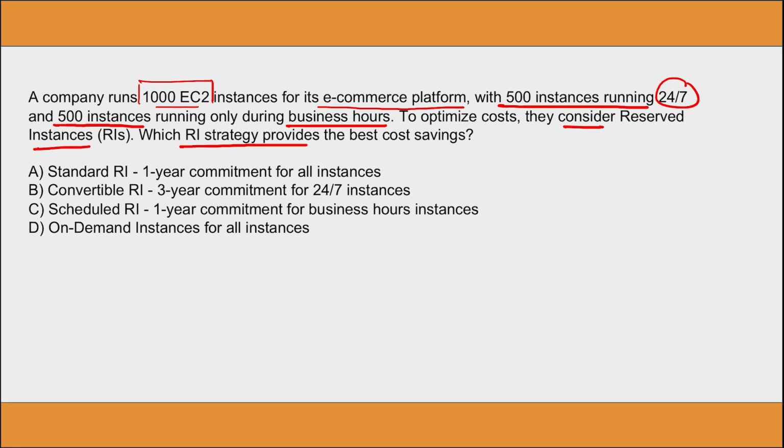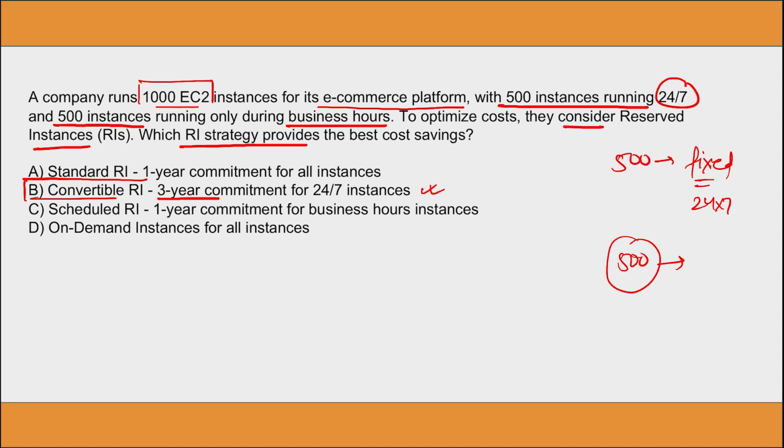See, these reserved instances are of different types that can be standard, convertible, scheduled or on-demand instances. But we are seeing that they have already considered reserved instances. So in that too, we will be focusing on convertible reserved instances. Why? Because 500 of the EC2 instances are fixed. They are constantly running 24 by 7 and the rest 500 only are running during the business hours. So we will be focusing on the convertible reserved instances with a 3-year commitment for 24 by 7 instances.